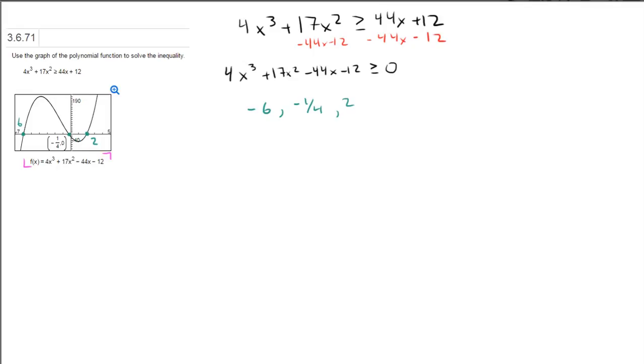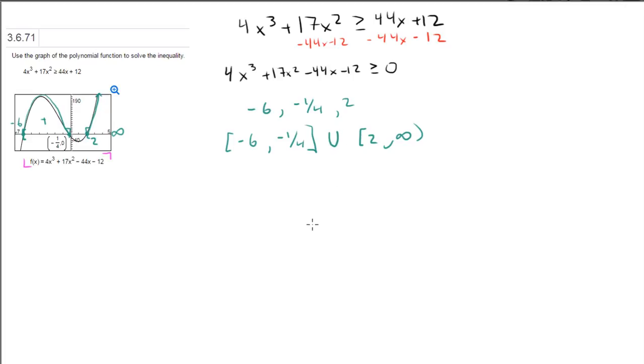So that means in this region it's positive. This curve is greater than 0. And then in this region the curve is greater than 0. So that means our boundary is starting at negative 6, and then it goes to negative 1/4, and then it also switches over at 2, and then it just keeps going greater than 0, so to infinity.